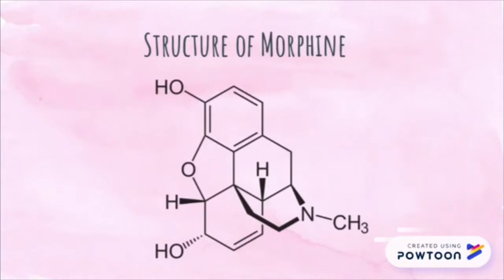So this is the structure of morphine. Morphine is an alkaloid extracted from opium and used in the form of its hydrate, sulfate, or a hydrochloride salt to relieve moderate to severe pain.